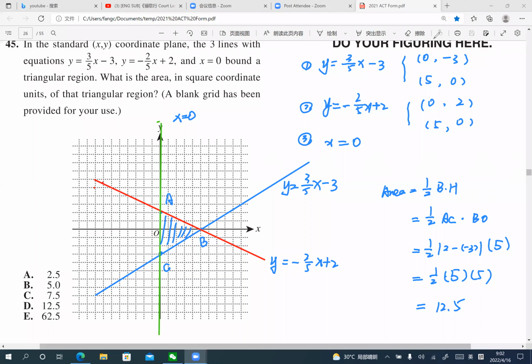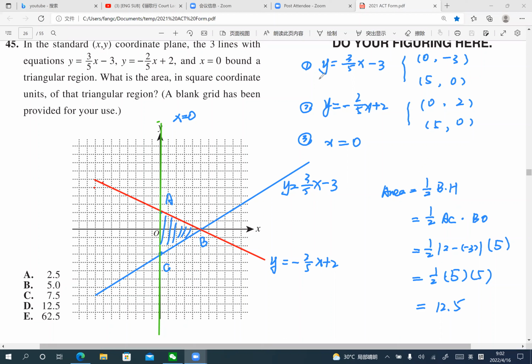Question 45. In the standard xy coordinate plane, the three lines with equations y equals 3/5 x minus 3, y equals -2/5 x plus 2, and x equals 0 bound a triangular region. What is the area in square coordinate units of that triangular region?